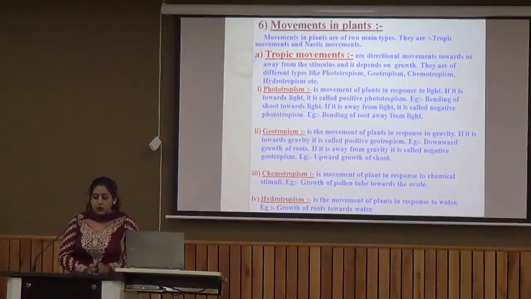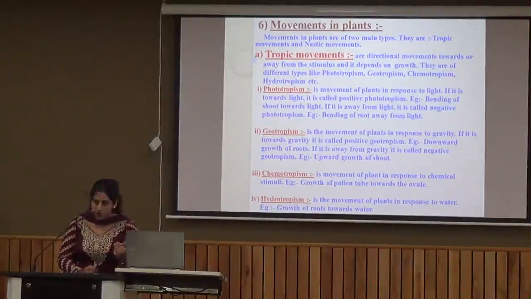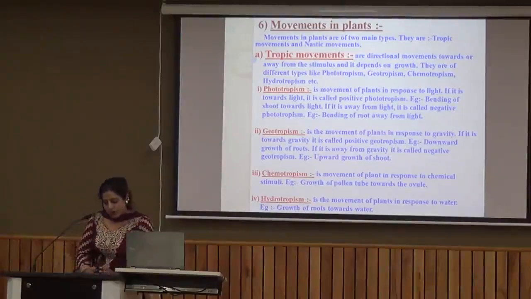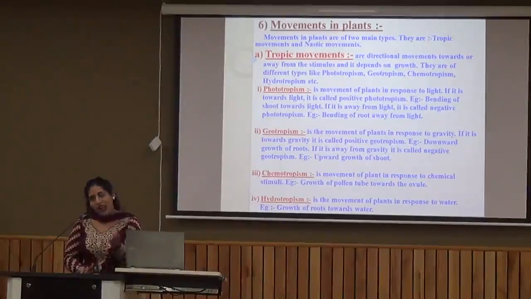Now geotropism: geo means gravity, earth. Here positive tropism is growth towards the stimulus, and the stimulus is gravity. So roots show positive geotropism, towards gravity. Roots will go down, and the stem will show negative geotropism. Chemotropism is a chemical response: growth of the pollen tube towards the ovule. The chemical is inside the ovule and ovary, and the tube will go towards it.